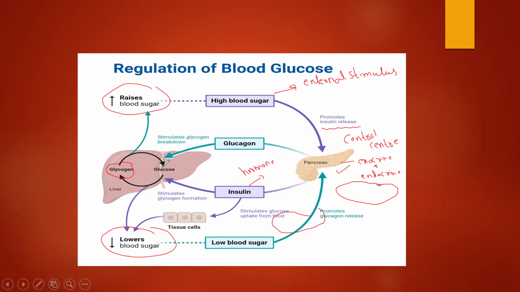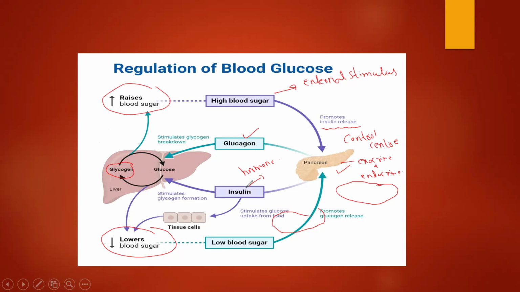Sorry, when the level of glucose in the blood decreases, the stored glycogen is converted into glucose. So how is this glycogen converted into glucose? Who is responsible for converting this glycogen into glucose? At that time, the pancreas releases glucagon.